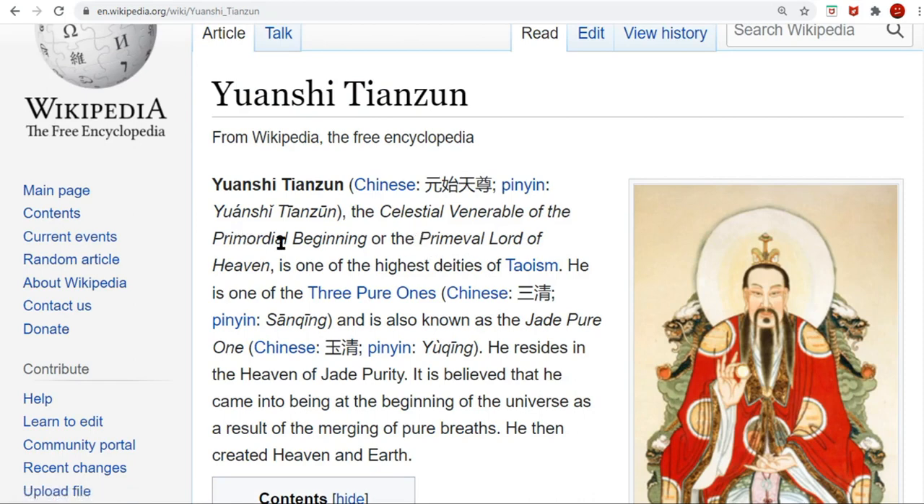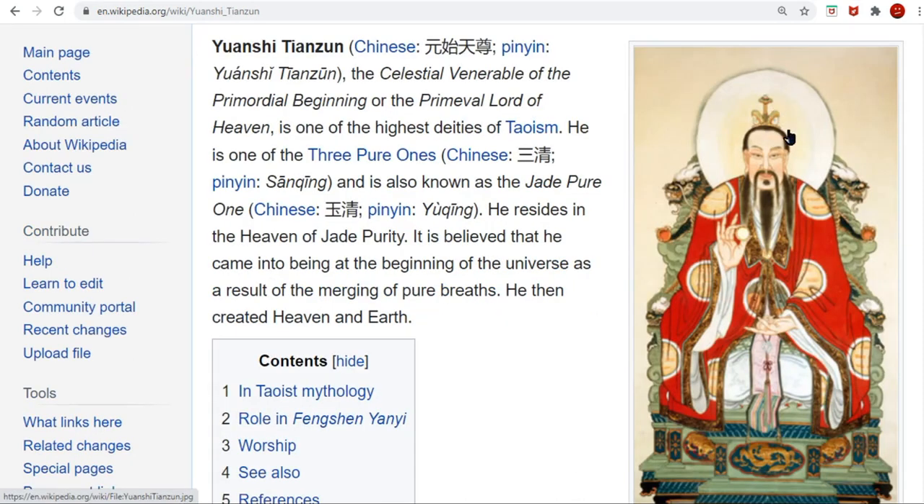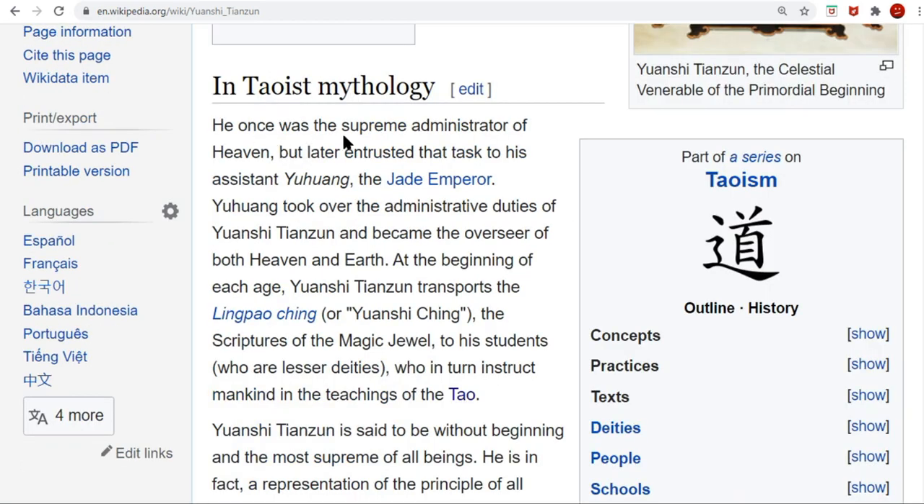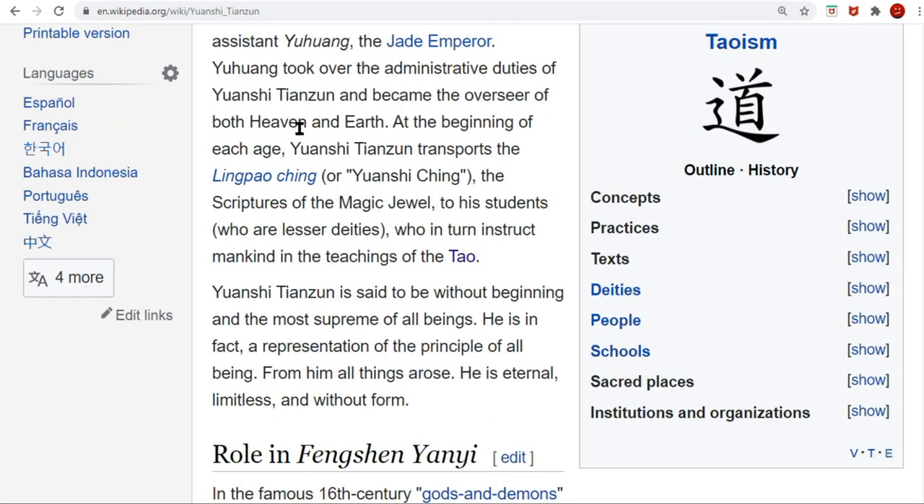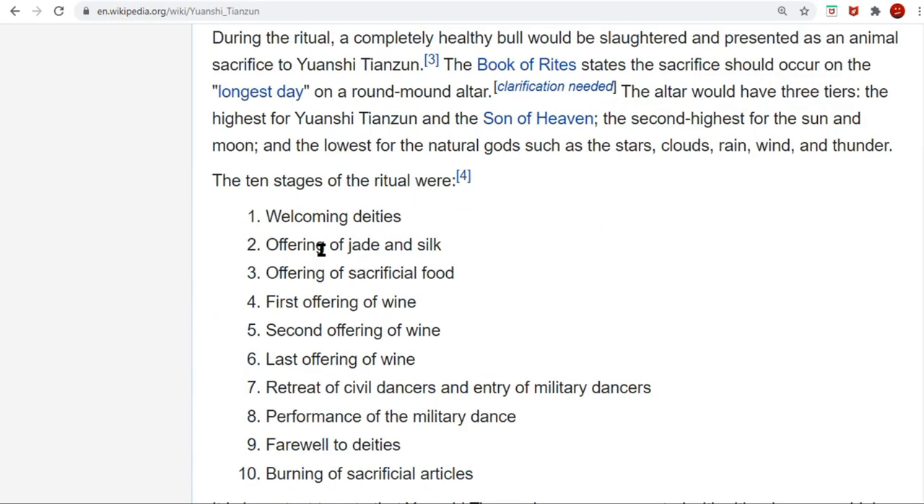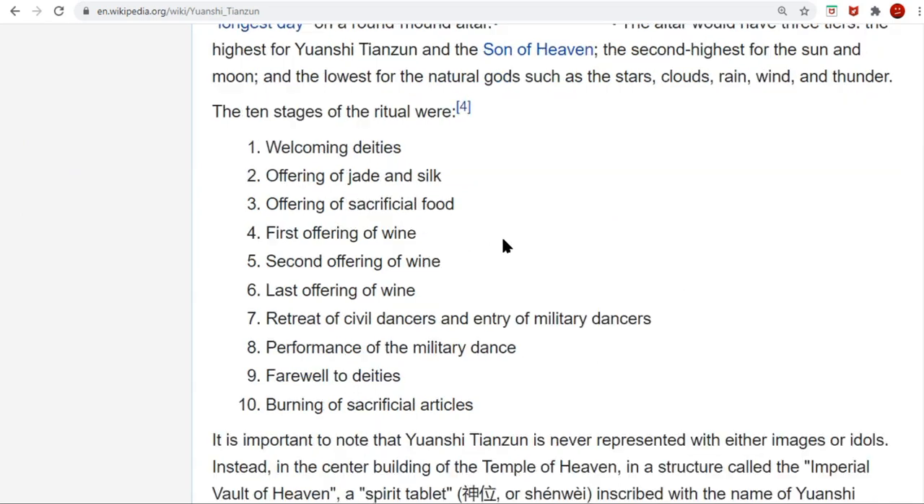Yan Shi is the primordial beginning, the primeval Lord of heaven. They drew him kind of like we draw Jesus, given the same secret hand signs. He is one of the three pure ones, resides in the heaven of jade purity. He was once the supreme administrator of heaven, but later entrusted that task to his assistant, Yu Hong, and Yan Shi became the overseer of both heaven and earth. If you were to worship him, he liked the offering of jade and silk. Silk is made by a chrysalis.